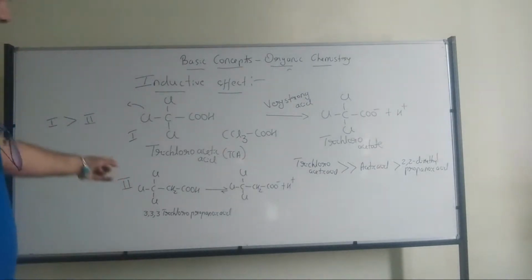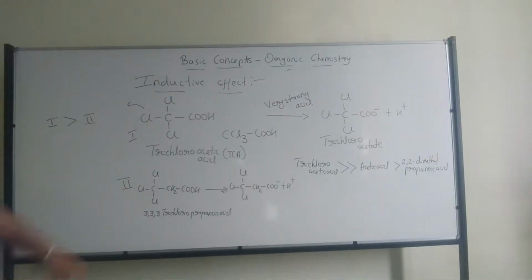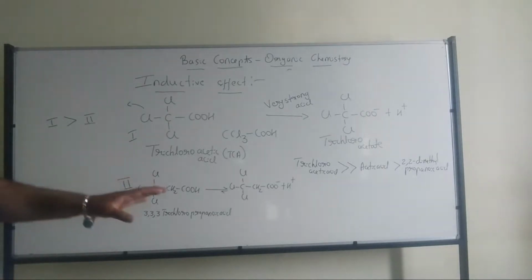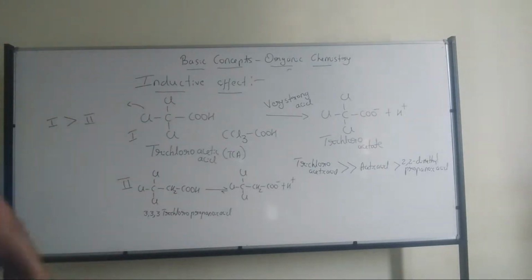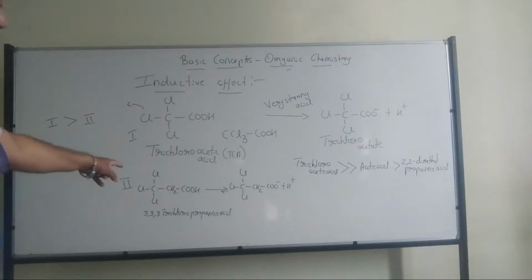What happened? Here also 3 chlorines are there, like trichloroacetic acid. Here also 3 chlorines are there. But still, why has it become a bit weak acid compared to TCA? Any one of you? So why has it become a bit weak acid compared to TCA? TCA is a very strong acid, but compared to that, this is a weak acid.